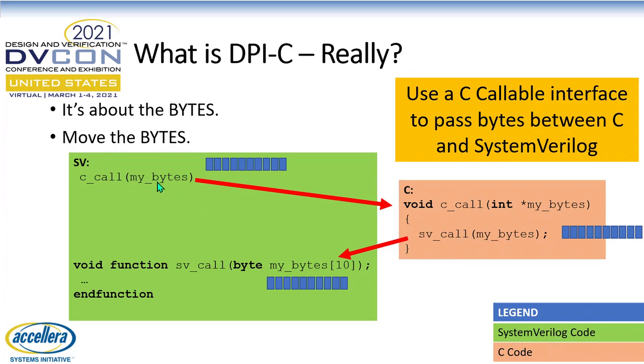And we have some bytes over on the SystemVerilog side. There are these blue things, and they're going to get sent over to C by calling a function. And then they're furthermore going to get sent back over to SystemVerilog, some other call. And those bytes will get processed and things will happen to them. And so what is DPI-C really? Well, it's a C callable interface to pass bytes between C and SystemVerilog.